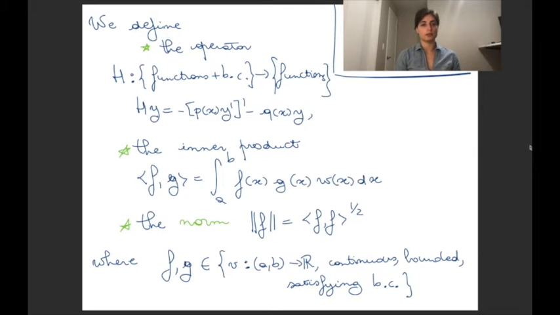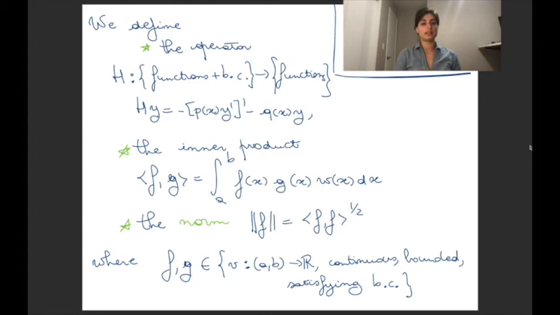Based on the Sturm-Liouville problem, we defined the operator H. H is a self-adjoint operator, and it's defined as minus p(x) times y prime, all of it prime, minus q(x)y. It goes from a space of functions to another space of functions, and both spaces have the boundary condition ingrained in it.